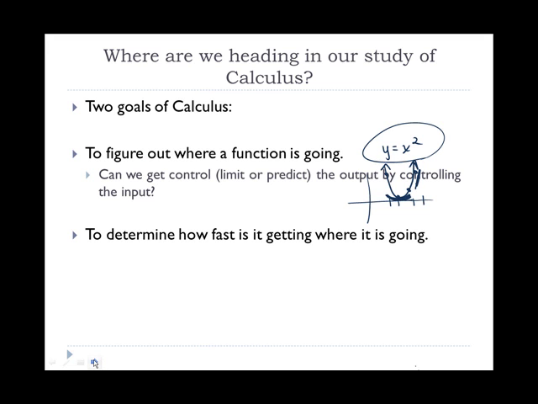So the first question we're going to talk about today is figure out where a function is going, and that hinges on the word limit. And then we're going to ask how fast is it going, and that hinges on what's called the rate of change. And so we're going to spend our whole semester talking about those two things. Our first lesson is about the idea of limit, and that helps answer the question, where is our function going?